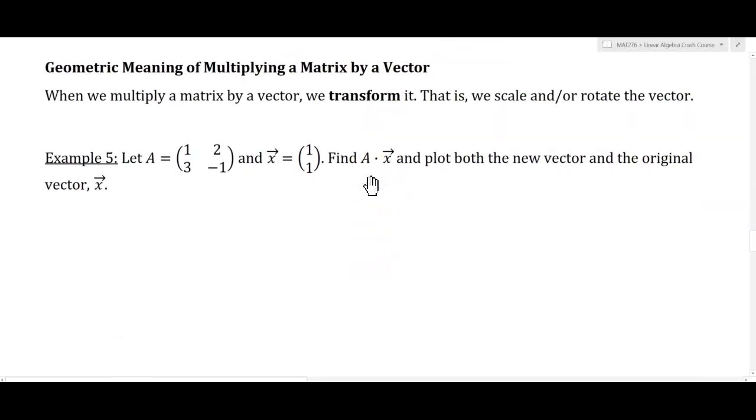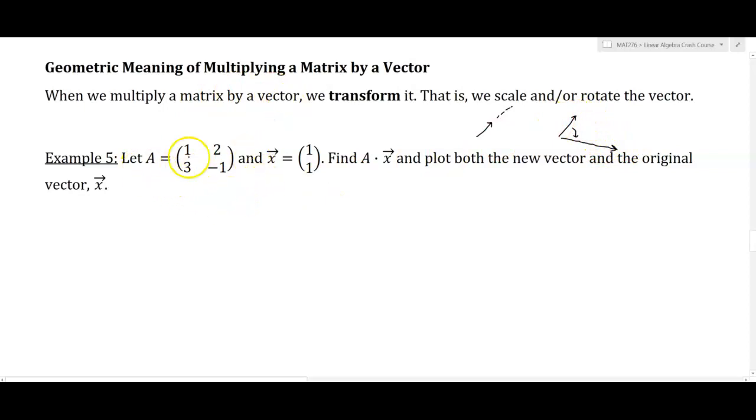So let's take a look at the geometric meaning of multiplying a matrix by a vector. When we multiply a matrix by a vector, we transform it. And transform means just that: you physically change it in some way. In terms of how a vector can change in, say, 2-dimensional space or even 3-dimensional space, it can get scaled, so it can get stretched. But it can also get rotated. So maybe what happens to that vector when it gets multiplied by a matrix is it gets rotated and maybe scaled.